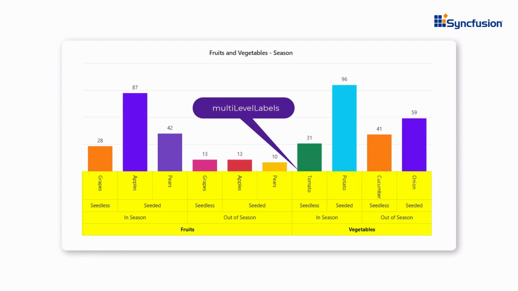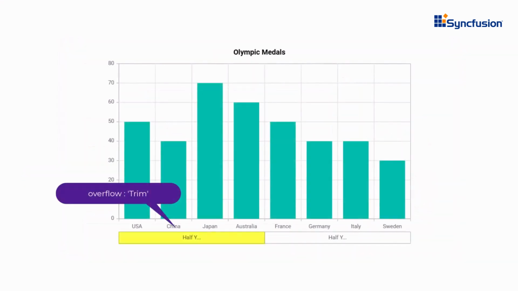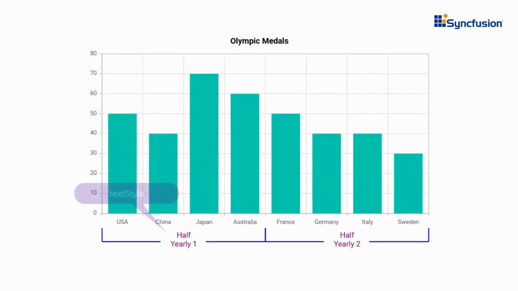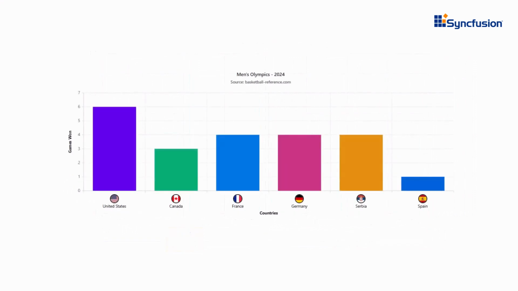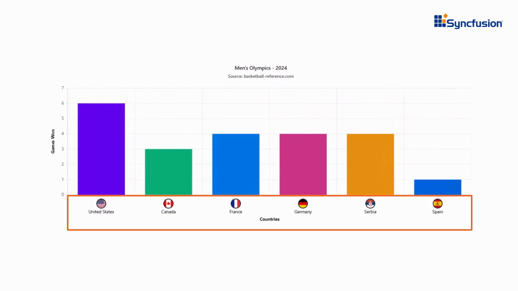Want to organize your axis labels better? With multi-level labels, you can stack them into layers. Set them up with chart categories, manage overflow with trim or wrap, and customize their look using border and text style. If you need even more control, use label template to replace regular labels with your own HTML content, maybe icons or bold highlights for special values.